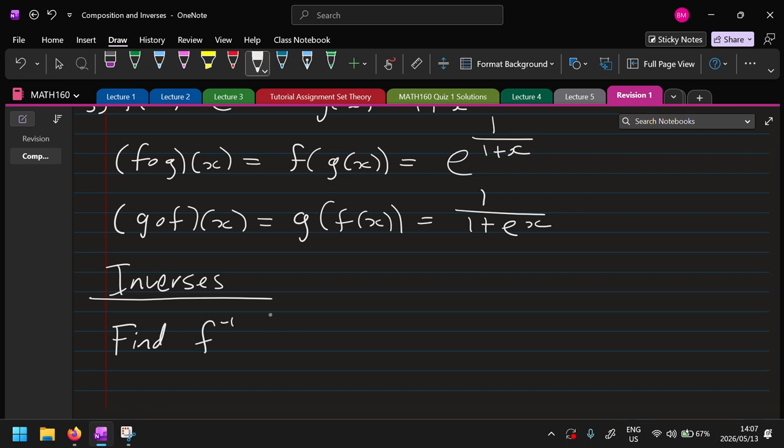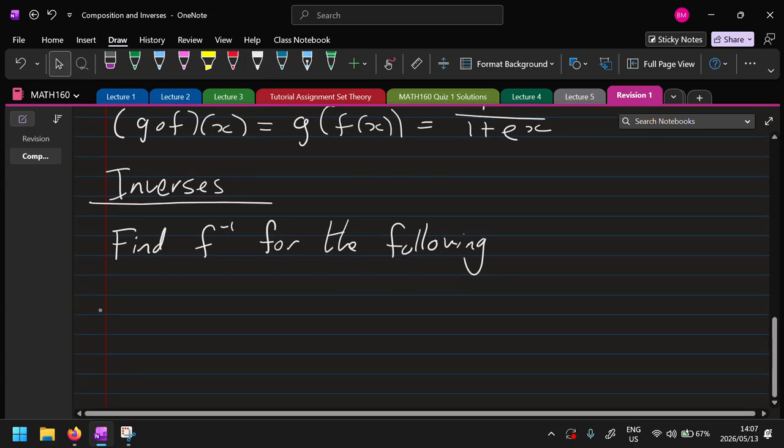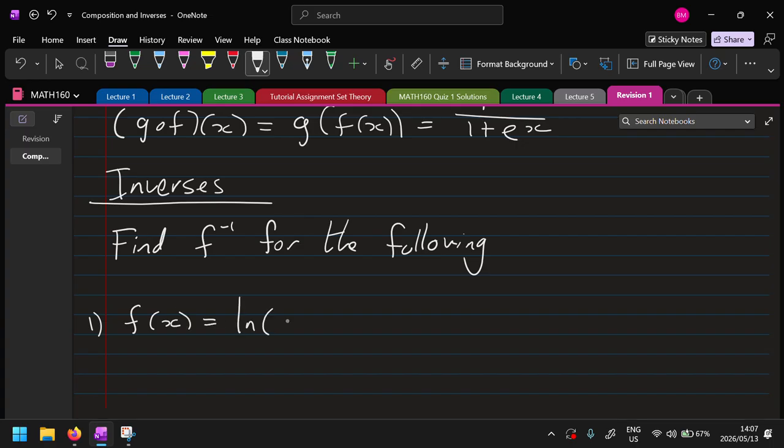Find f inverse for the following. So number 1, we have f of x is equal to the natural log of x squared plus 1, where x is greater than or equal to 0. So we've got the function, we've got the domain. I could ask you what's the range for this, but here we just want to find the inverse. So we're going to call f y, and then do the inverse by solving for x.